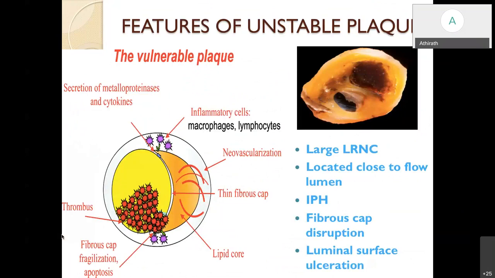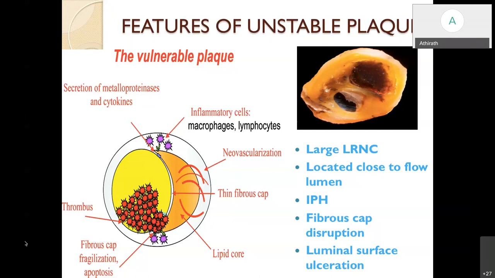So what is a vulnerable plaque? Any plaque having all these features can be called a vulnerable plaque. That is, a plaque which has high inflammatory activity, as shown by numerous inflammatory cells like macrophages and lymphocytes secreting numerous metalloproteinases and cytokines, and any plaque which is having neovascularization leading to intraplaque hemorrhage and thinning of the fibrous cap, a lipid-rich necrotic core, and thrombus within the plaque, and fragilization and apoptosis.